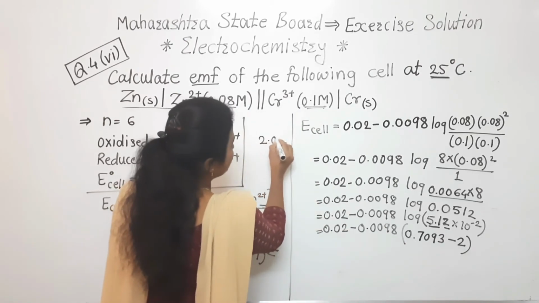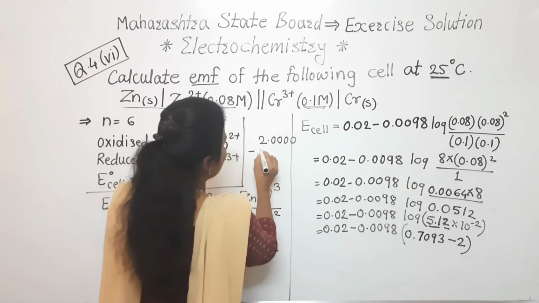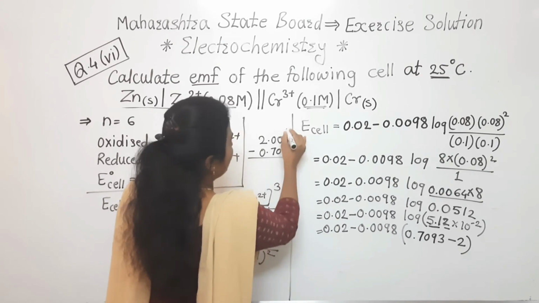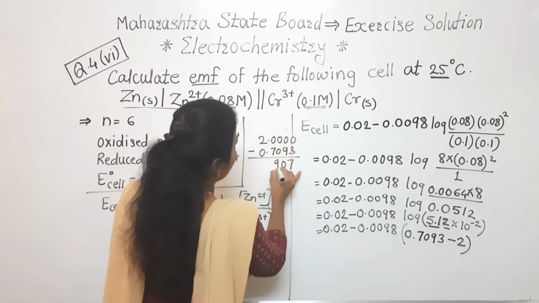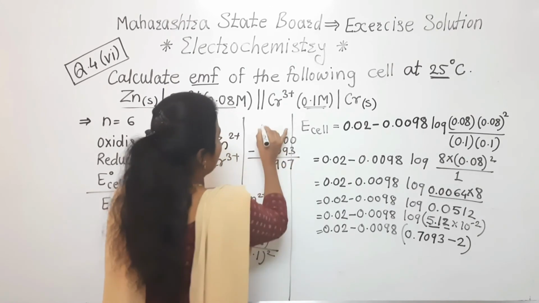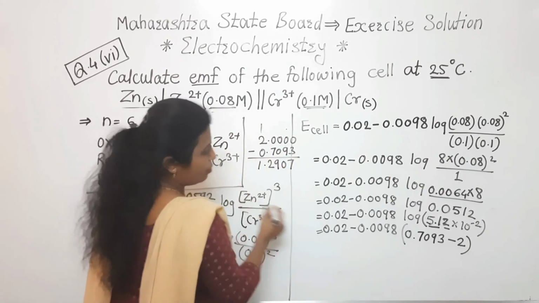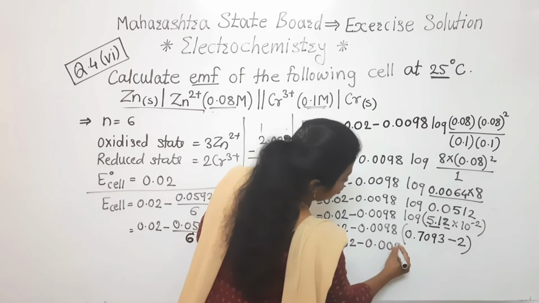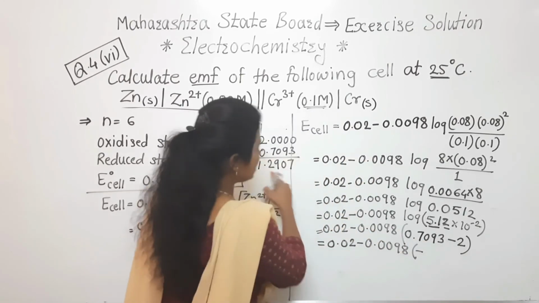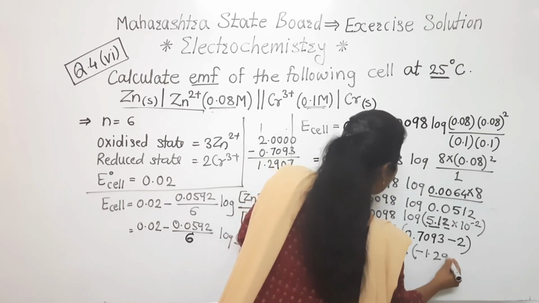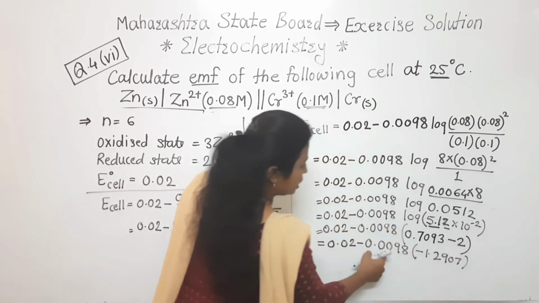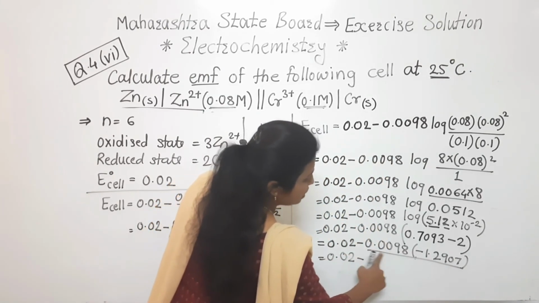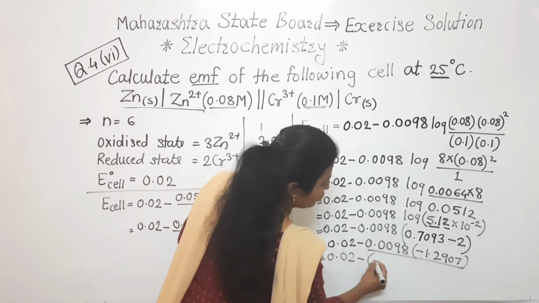What will be the subtraction? See here, 2.000 minus 0.7093. 10 minus 3, 7. 9 minus 9, 0. 9 minus 0, 9. 9 minus 7, 2. Point. Here 1 will remain and it will be 1, but it will carry a negative sign. So 0.02 minus 0.0098 into minus 1.2907. After multiplication of these two terms, we will get the answer, and that answer is minus into, when we are multiplying, minus 1.